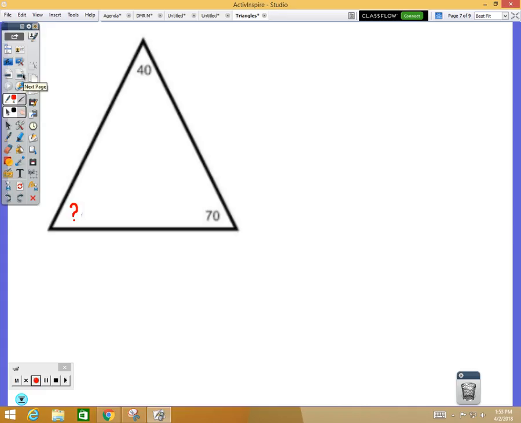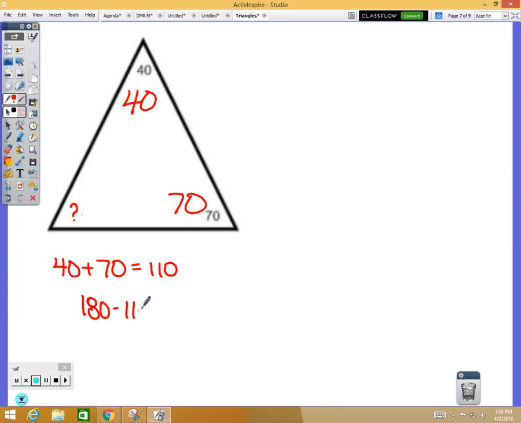This one says 40. This one says 70. I'm finding that missing angle. 40 plus 70 is 110. And then 180 minus 110 is 70. So these are both 70. What type of triangle is this then? It is isosceles. That means that those 2 sides must be equal to each other.